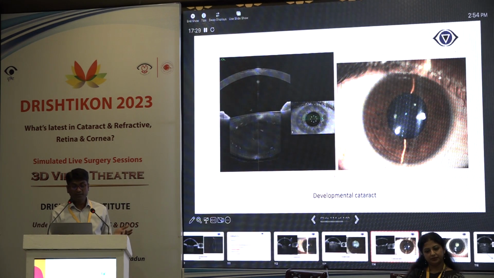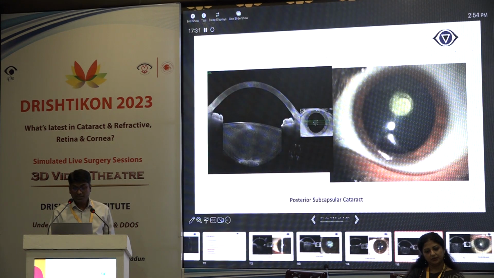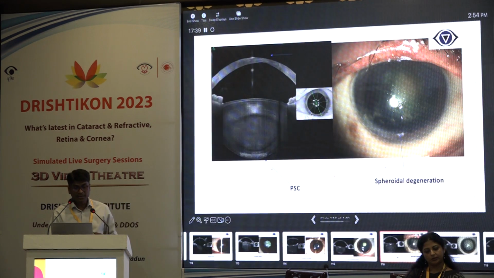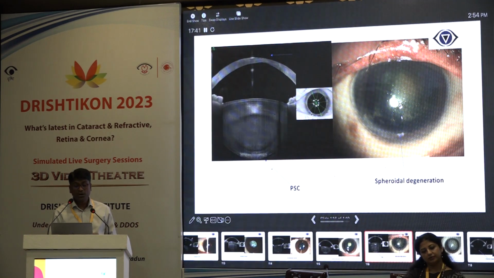Another patient who had a developmental cataract. And here, look at this. This is a patient who had a posterior subcapsular cataract, very clearly visible. This opacity is ahead of the posterior capsule. Again, another patient of PSC. Now I'll show you this patient.